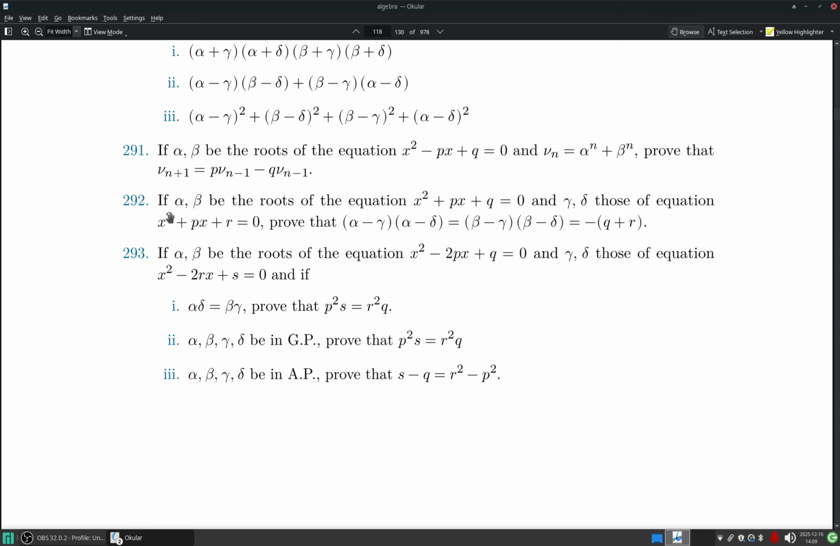Question 292 says that if alpha beta be the roots of the equation x square plus px plus q is equal to 0 and gamma delta those of equation x square plus px plus r is equal to 0, prove that alpha minus gamma into alpha minus delta is equal to beta minus gamma into beta minus delta is equal to minus q plus r.